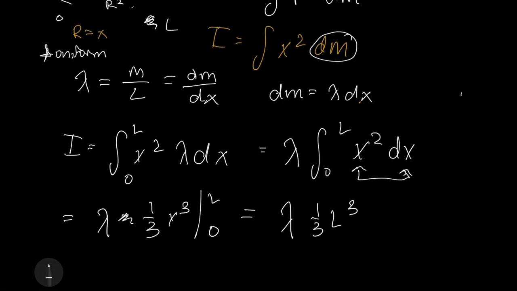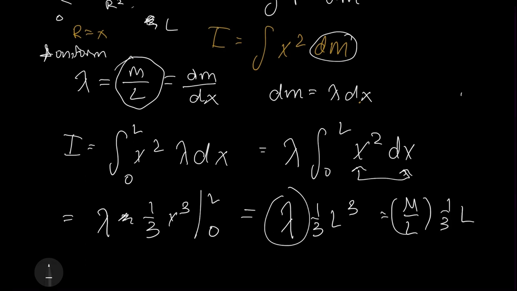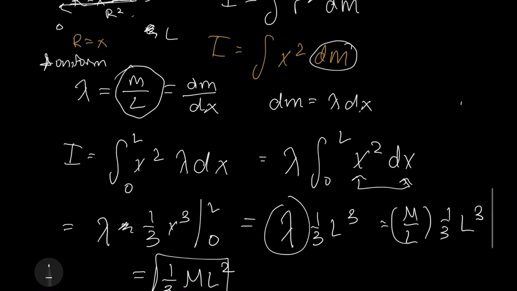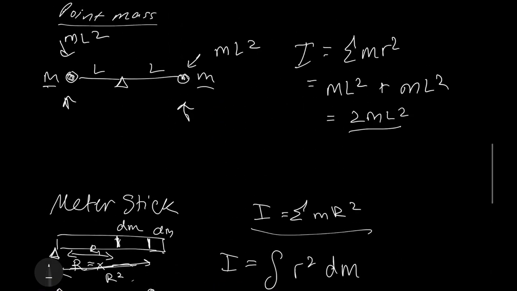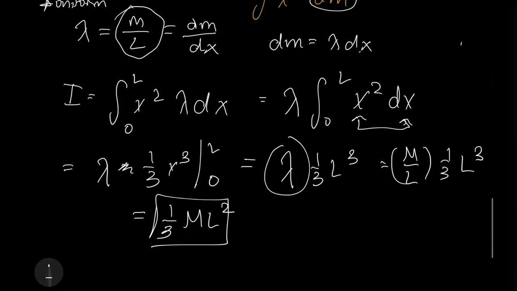Now you may be thinking, what do we do with this lambda? If you go back to when we first defined it, you see that it's m over L of the entire meter stick, which are both variables that we know and are given. So we can put this back into the equation as m over L times 1/3 L cubed, which in turn is going to give us 1/3 mL squared. And that's our final answer. So you can notice that it's not just 1/2 mL squared for every scenario. In this case, it was 1/3 mL squared, which is why it's so important to use the integral.